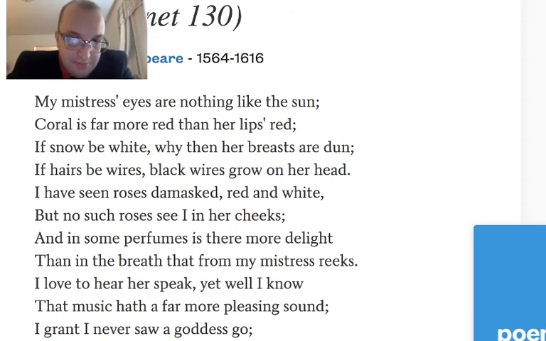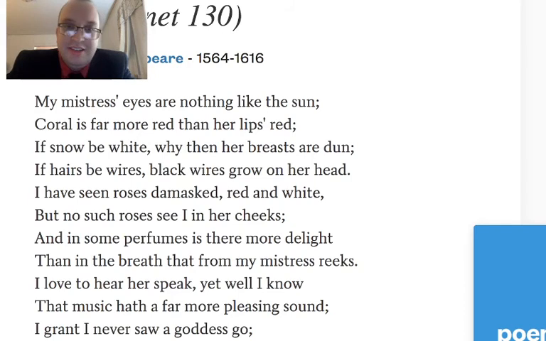But despite that, in the last couple of lines, and yet by heaven, I think my love is as rare as any she belied with false compare, right? Despite her lack of physical beauty, she's beautiful inside, right? He would rather have her than the woman in Sonnet 18 because she's more true. Maybe the woman in Sonnet 18 is vain, compared to the one in 130, who's a great woman.